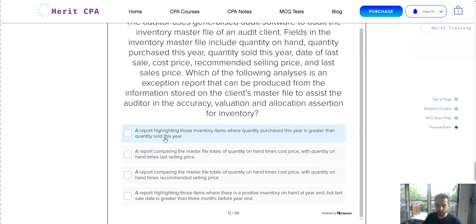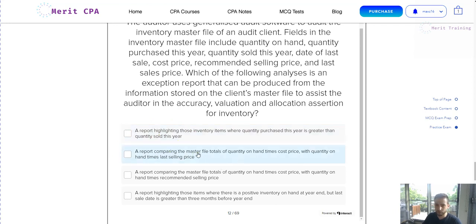Okay, so just to recap what the possible answers were. A: a report highlighting those inventory items where quantity purchased this year is greater than quantity sold this year. So, that's not necessarily a bad thing, right? Just because you're purchasing more goods than you sold, that might just be part of the ordinary course of business, right? Maybe you're expecting a big year of demand next year. So I don't think this is necessarily indicative of obsolescence in inventory. So let's just keep that in mind and move on to the next one.